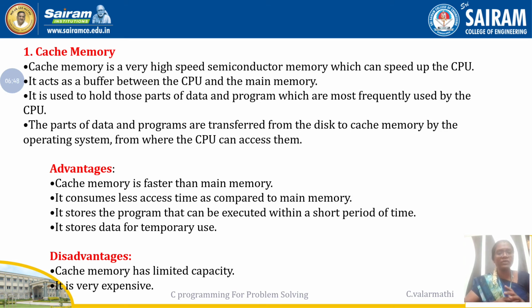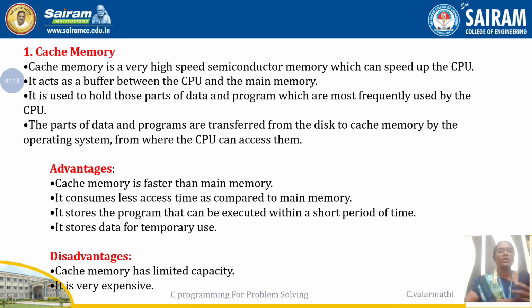Coming to the advantages point-wise, this cache memory is faster than main memory. It consumes less access time as compared to main memory, as I explained earlier, and it stores the programs that can be executed within a short period of time. That means frequently used data will be most accessible in this cache memory, and it stores data for temporary use, mainly because it acts as a buffer between your main memory and your CPU. So it will not store any permanent data, right?